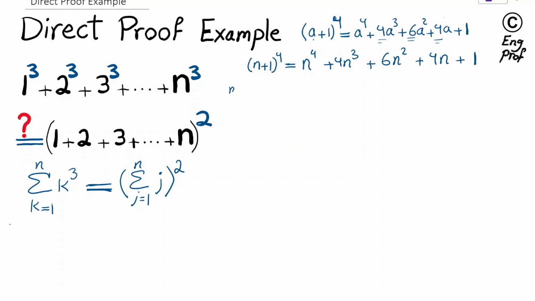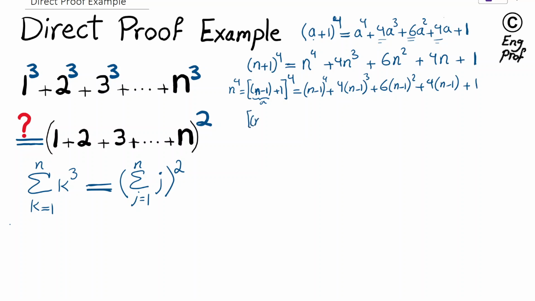For n to the power 4, I'm going to write it this way: n minus 1 plus 1 to the power 4. There is nothing wrong with that. But now my a is n minus 1. So it becomes n minus 1 to the power 4 plus 4 times n minus 1 to the power 3 plus 6 times n minus 1 to the power 2 plus 4 times n minus 1, and then plus 1. You can keep doing this. Let's do one more time, but that will be the last time I'm doing this, and then I'm going to jump to the conclusion.